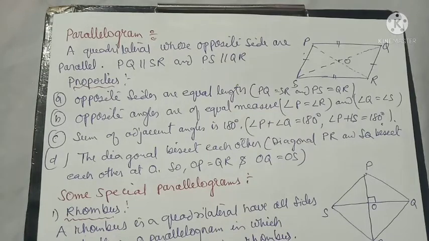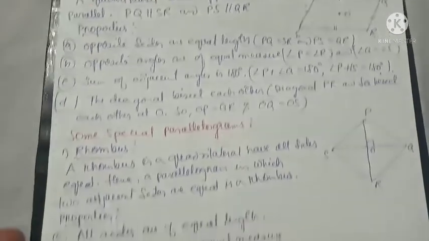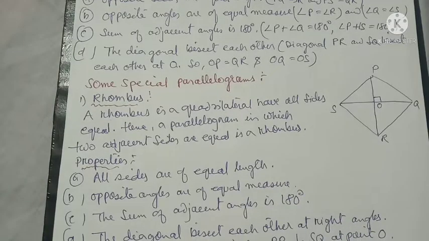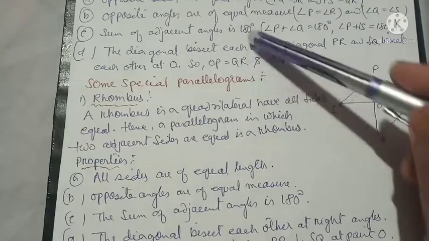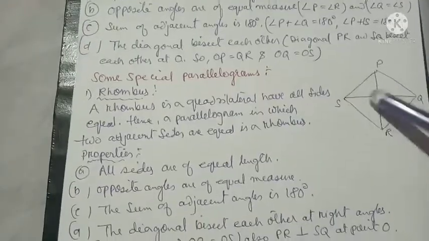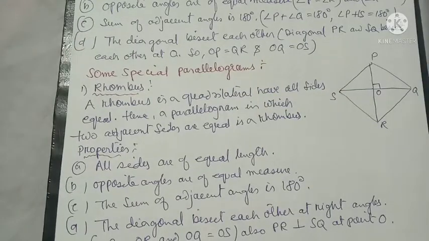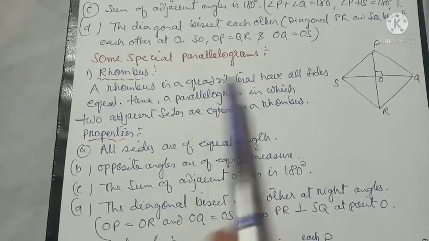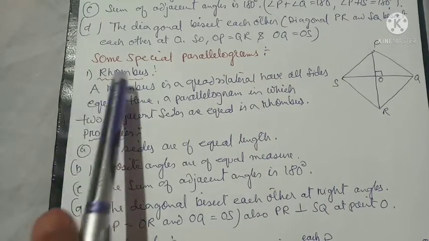And again, let's see some special kinds of parallelogram. They are also quadrilaterals, but special. They are included in the parallelogram, but they are also quadrilaterals, because they are formed by four line segments. That is why they are also quadrilaterals.